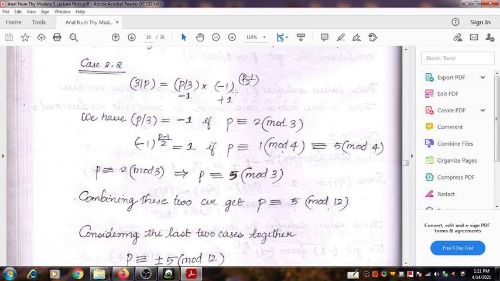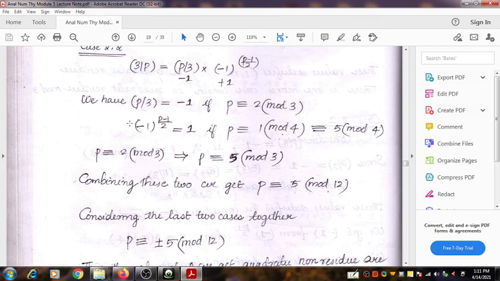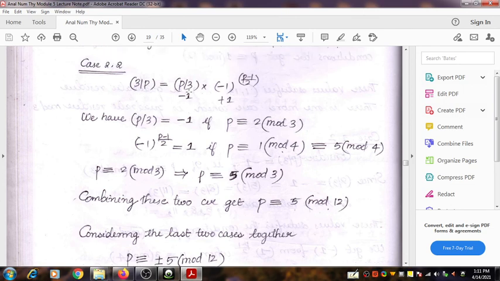Next we have to discuss the last case, that is (3 bar P) equal to (P bar 3) into minus 1 to the power of (P minus 1) by 2. Here we have to select minus 1 for this number and plus 1 for this number. We assume that this is minus 1 and this quantity is plus 1, and based on our assumption, the condition giving us the value minus 1 for (P bar 3) is P congruent to 2 mod 3, and for the second number we get plus 1 if P is congruent to 1 mod 4.